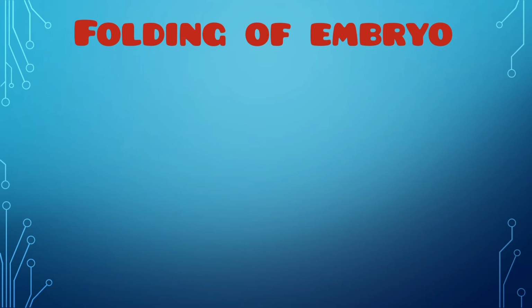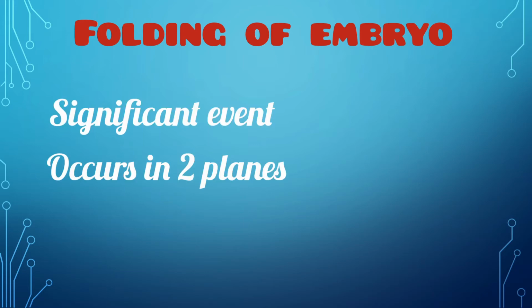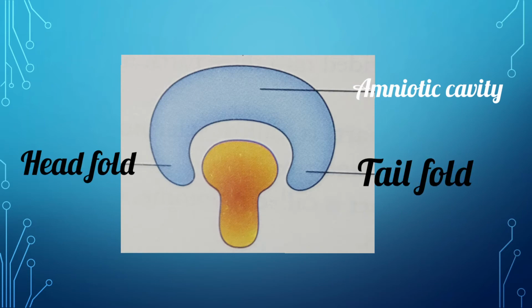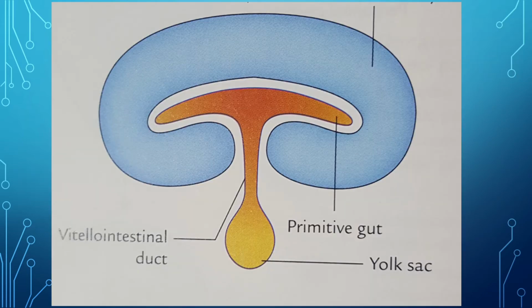Next, we can talk about the folding of the embryo. It is a significant event in the establishment of the primitive form of the human body. As a result of folding, the flat embryonic disc becomes a somewhat cylindrical embryo. The folding causes the head and tail parts of the embryonic disc to fold into the head and tail folds respectively. Due to the formation of head and tail folds, part of the yolk sac becomes enclosed within the embryo to form a long tubular structure called the primitive gut.